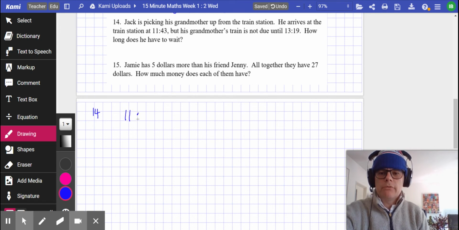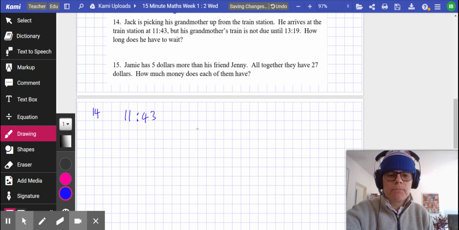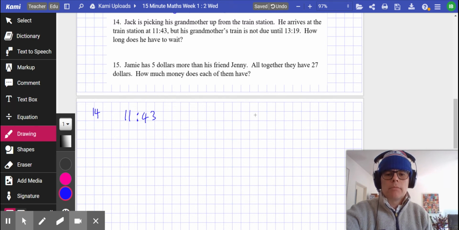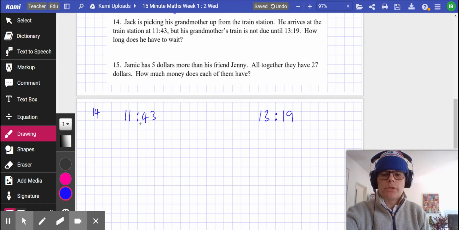Now I've used the 24-hour clock in this time because train timetables and other timetables usually use the 24-hour clock, not AMs and PMs. But his grandmother's train doesn't arrive until 13:19. So hopefully you know that means 1:19 PM, and that's 11:43 AM. How long does he have to wait?